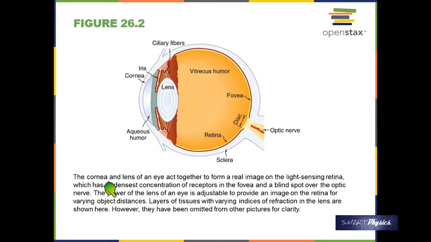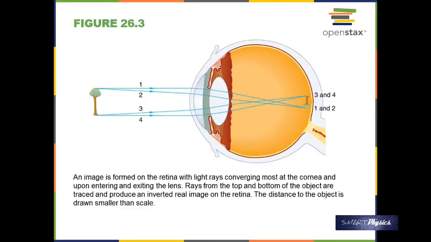That's why it says here, for those who like to read, the power of the lens of an eye is adjustable to provide an image on the retina for varying object distances. See that? So as the object distances change, the lens changes its focal length by action of the ciliary muscles, and all this happens automatically.